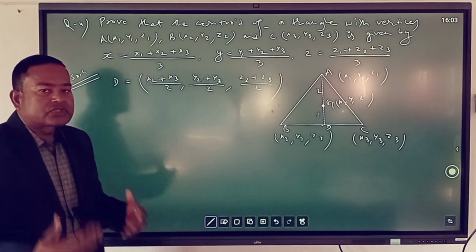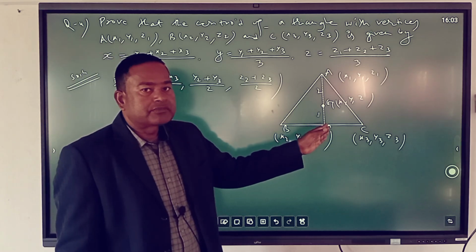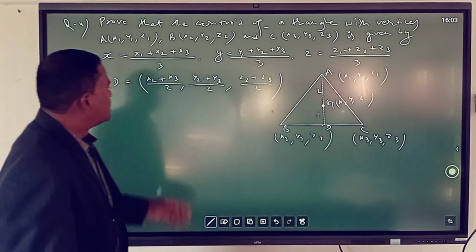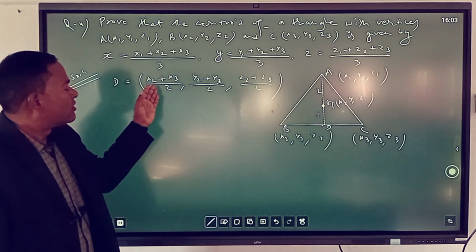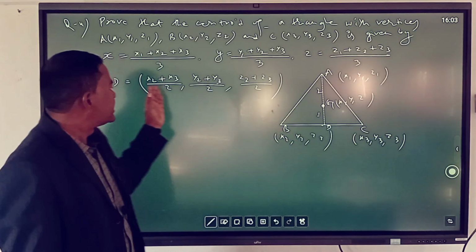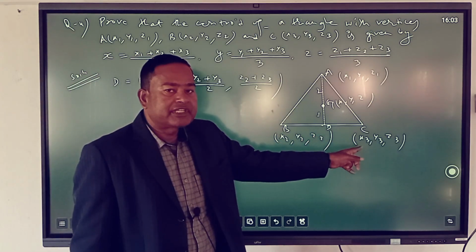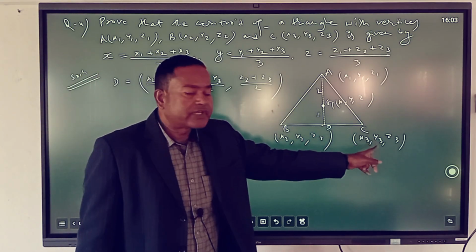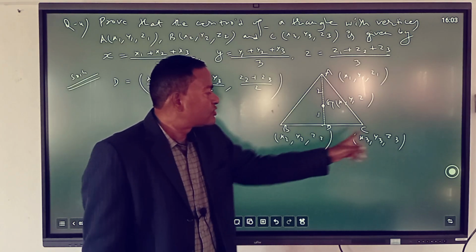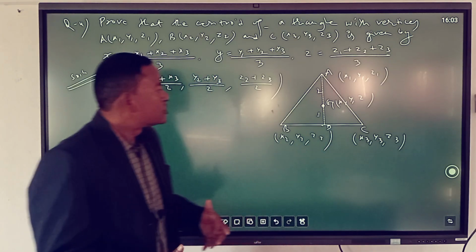So dear student, at first we have to find the coordinates of the point D. The coordinates of the point D we have found by using the midpoint formula, which is (x2 plus x3) divided by 2, (y2 plus y3) divided by 2 and (z2 plus z3) divided by 2.